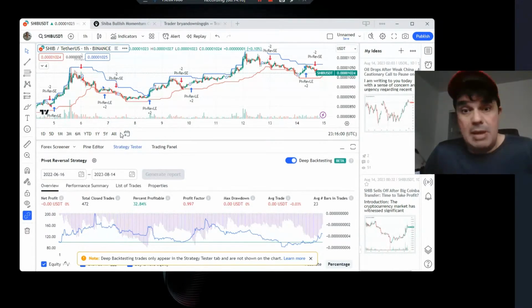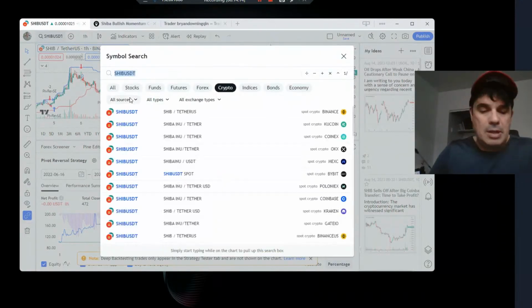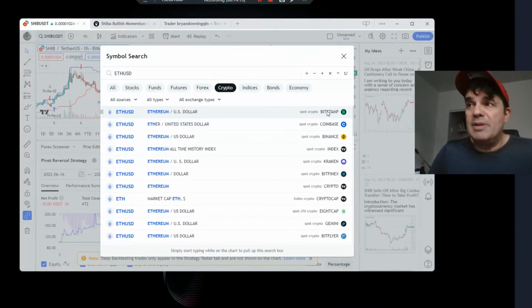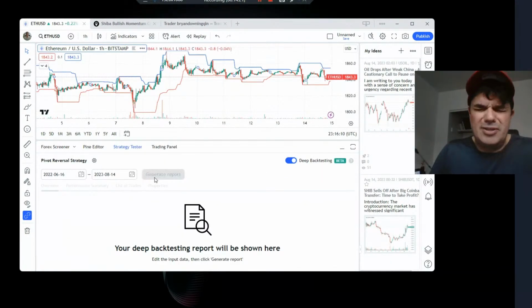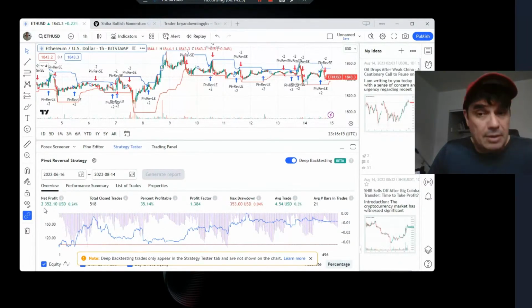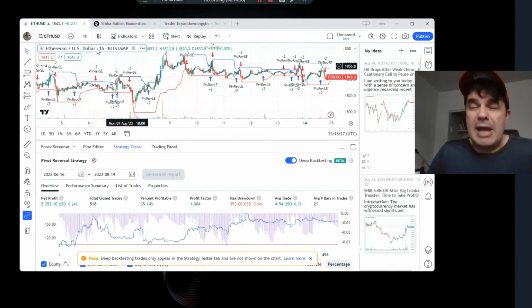So it may work. I could put in Ethereum. Actually, that's the wrong asset. Let me just put in Ethereum USD. Doesn't really matter on the exchange, but you can see here $2,000, pretty good for Ethereum. Much higher with Bitcoin, 35% win, 1.3 profit factor, average trade $4. That's it. 21 hours usual holding time.